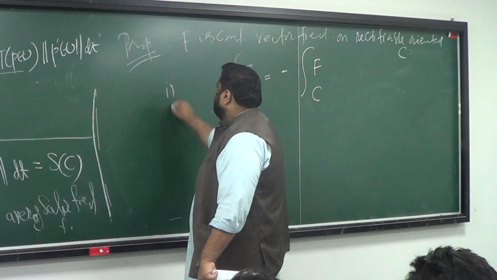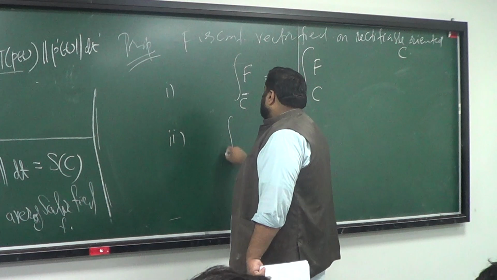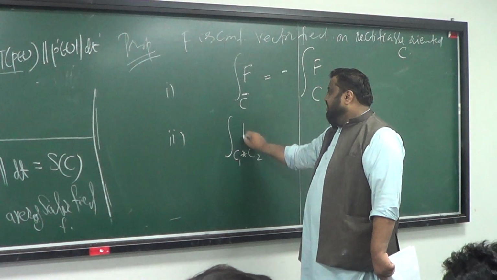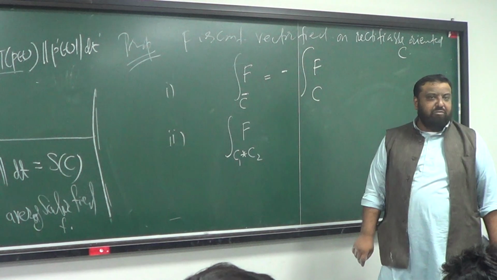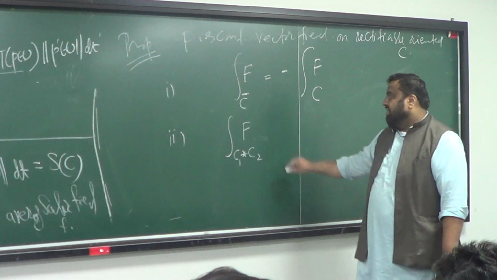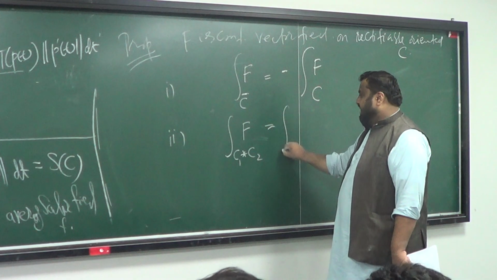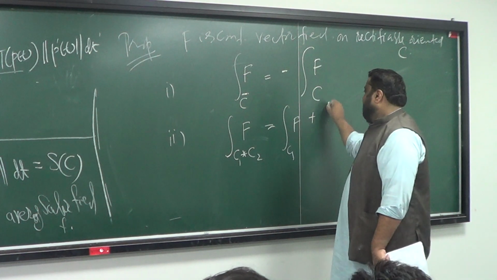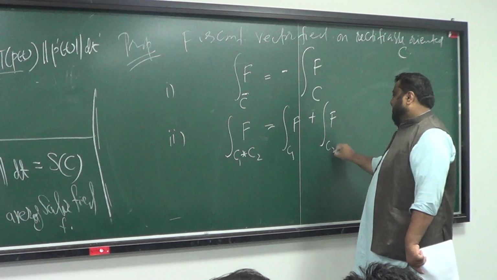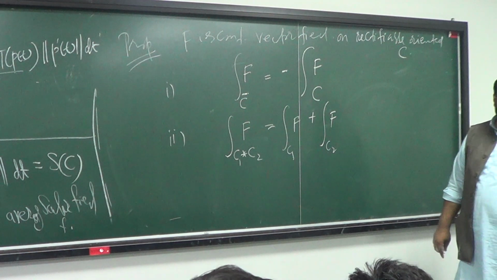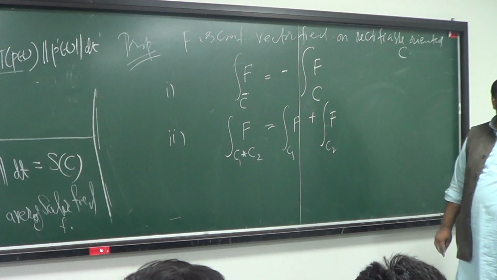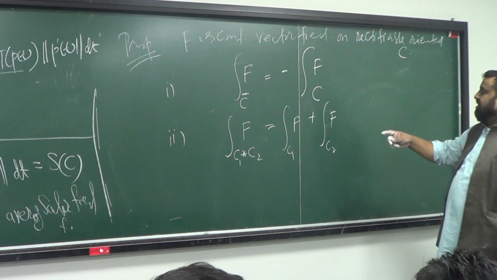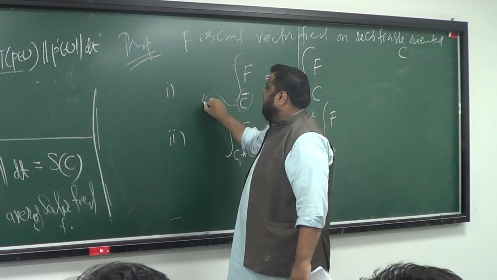And the second thing is, imagine you have two curves, but they are concatenated curves, and you want to compute the integral of a scalar field over this concatenated curve, then it should be, as per expectation, the sum of the integrals of the scalar field over both curves. Reverse curve. So C bar is denoting the reverse curve. So this is the reverse curve.